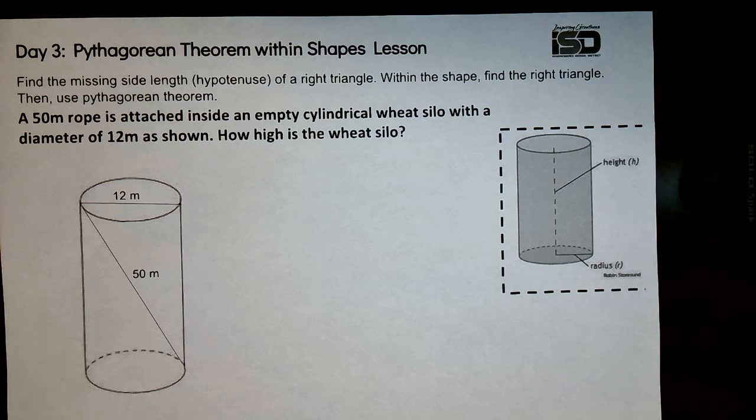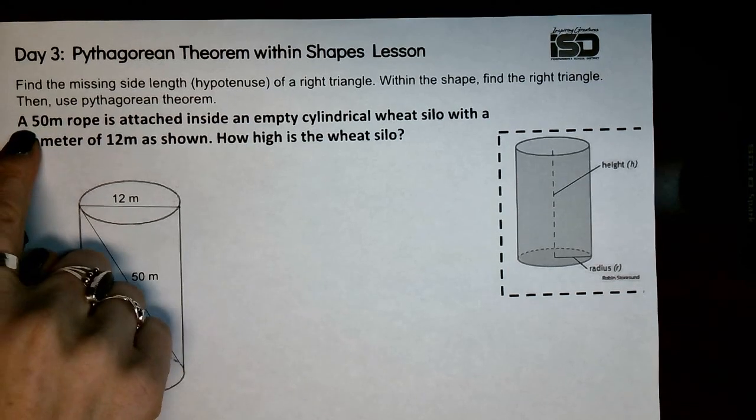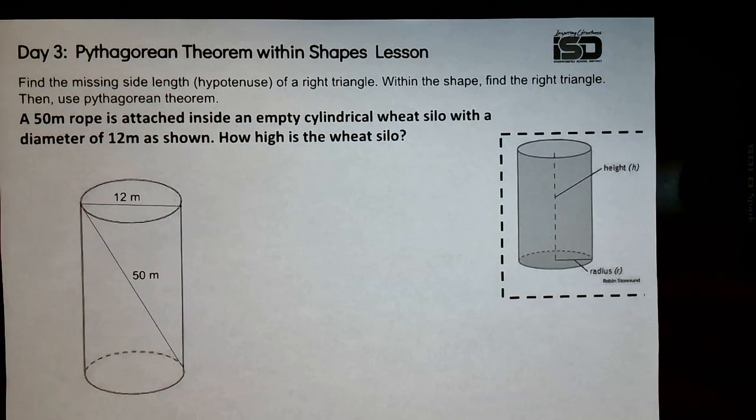Okay, so if you look right here, our example states a 50-meter rope is attached inside an empty cylindrical wheat silo with a diameter of 12 meters as shown. How high is the wheat silo?